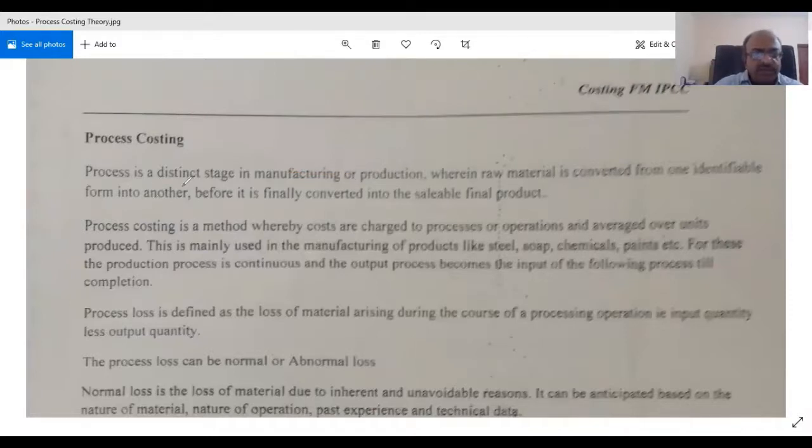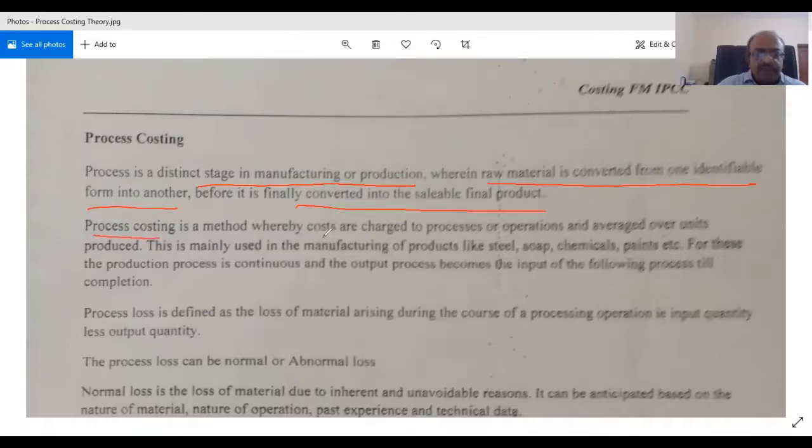A process is a distinct stage in manufacturing or production wherein raw material is converted from one identifiable form to another. That is what I have told with the boxes. Process one, if it gets finished, goes on, and finally it is converted into a saleable final product, finished goods. This is the process. Now, what is process costing?